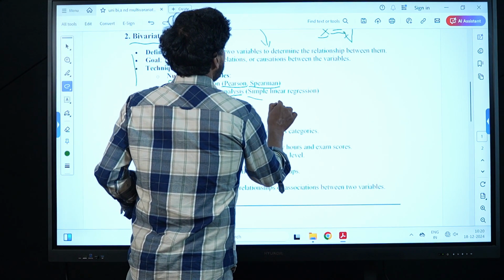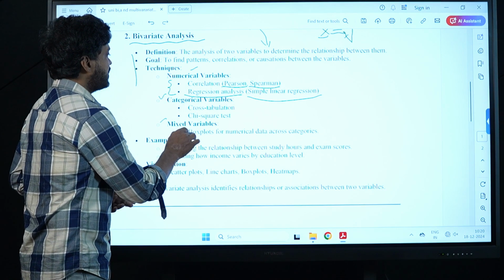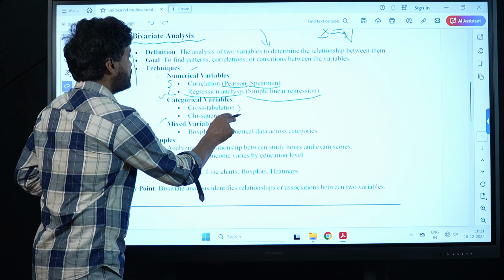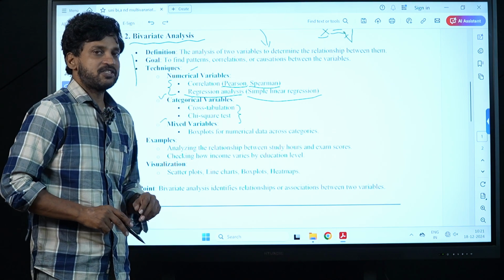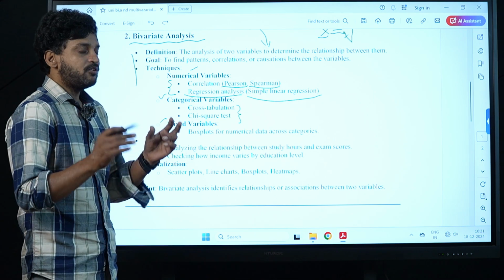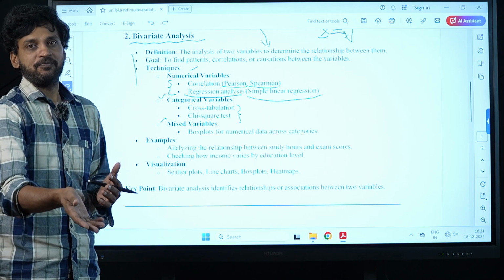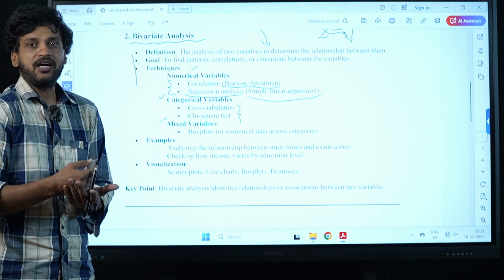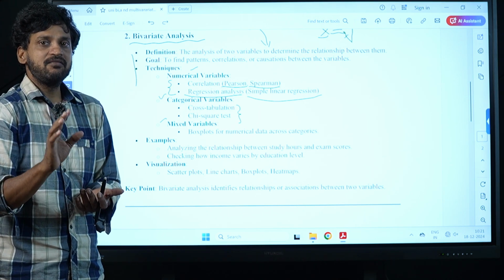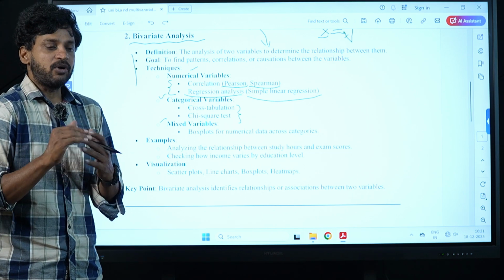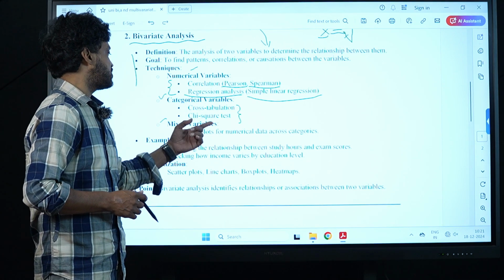One example is simple linear regression. And for the categorical variables, we will take cross-tabulation and the chi-square test. We are going to discuss cross-tabulation and the chi-square test in hypothesis testing. Whenever two variables are categorical or non-numeric, for example gender, male or female, it could be either 0 or 1. Right? So these are just categorical variables. In order to identify the relationship between two categorical variables, we will take cross-tabulation and the chi-square test.